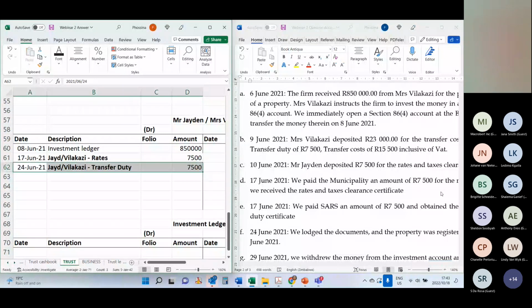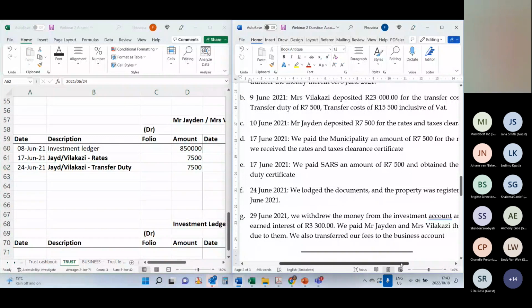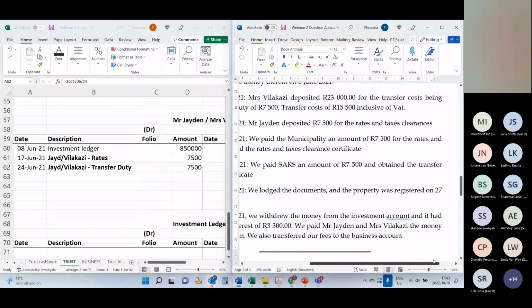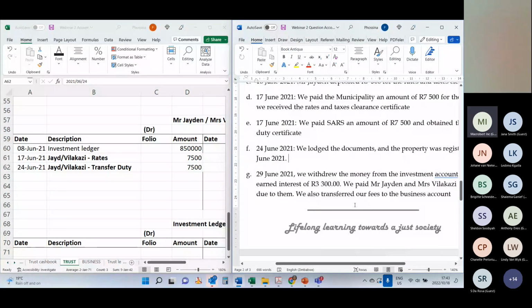And then on 24 June, we lodged the documents. The property was registered on 27 June 2021. Okay, now we are already set, registered. And then on 29 June 2021, we withdrew.